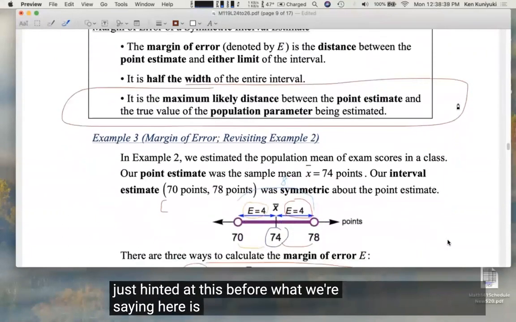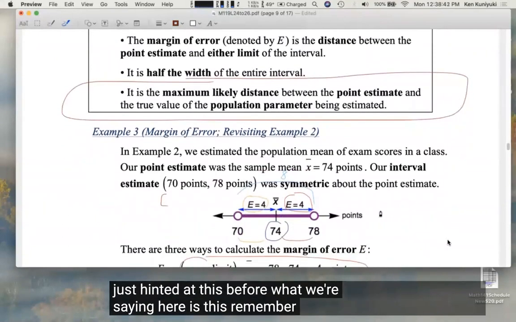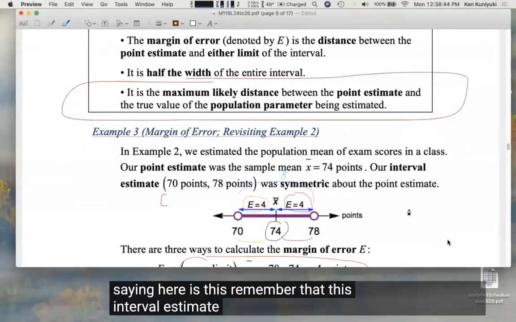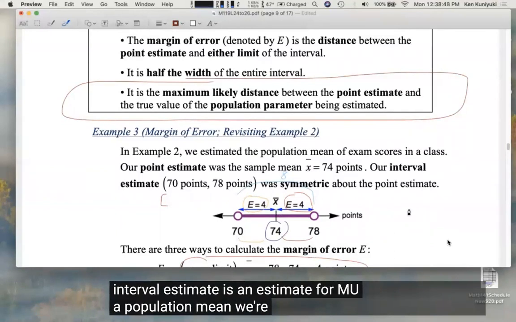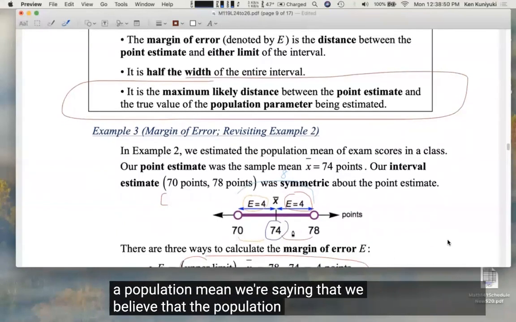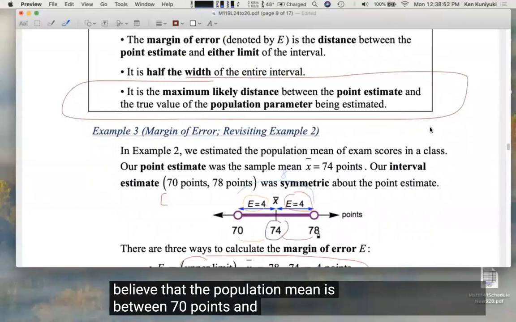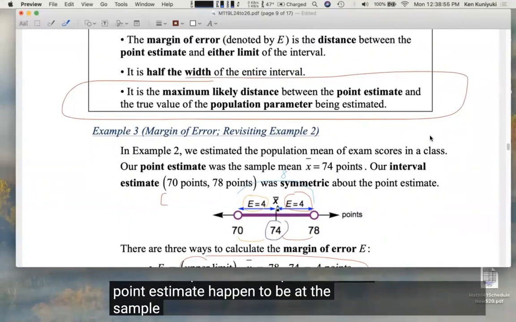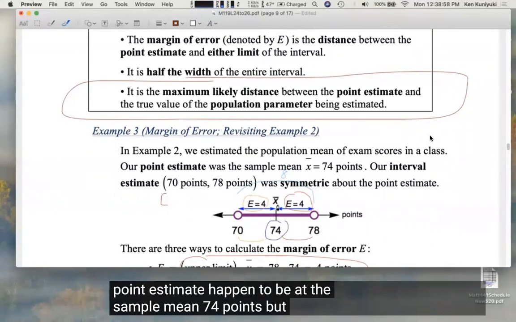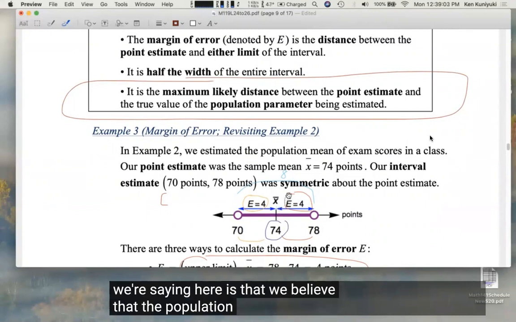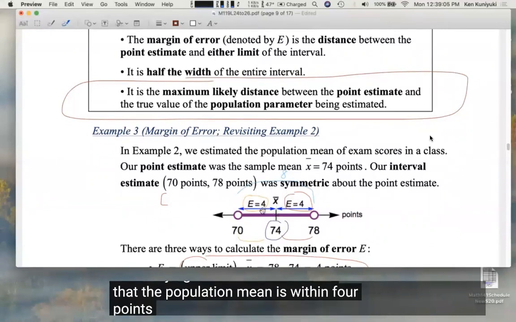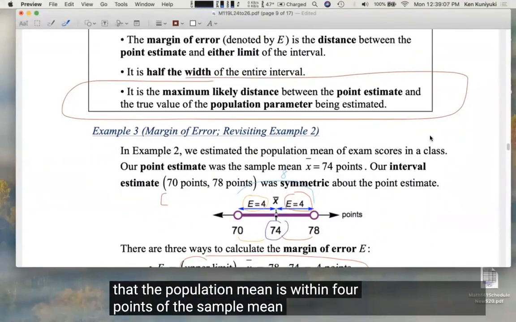What we're saying here is this. Remember that this interval estimate is an estimate for mu, a population mean. We're saying that we believe that the population mean is between 70 points and 78 points. And the point estimate happened to be at the sample mean, 74 points. But really what we're saying here is that we believe that the population mean is within 4 points of the sample mean, the point estimate.